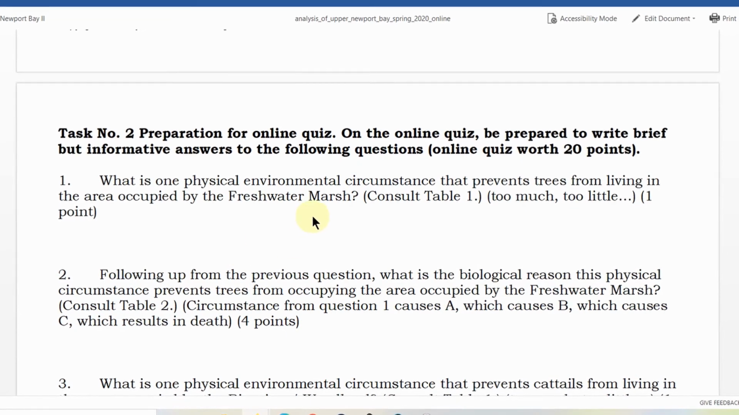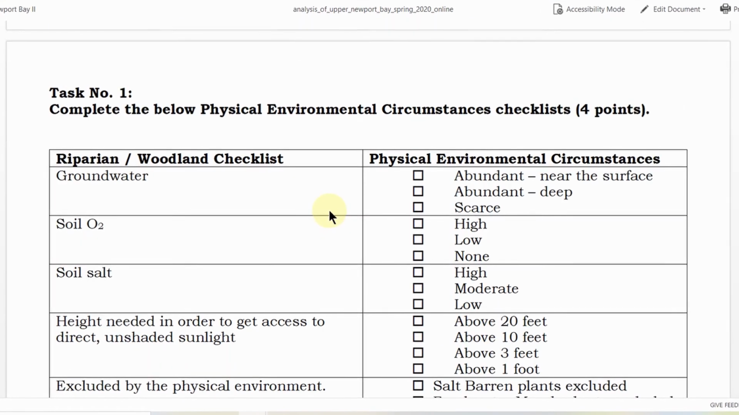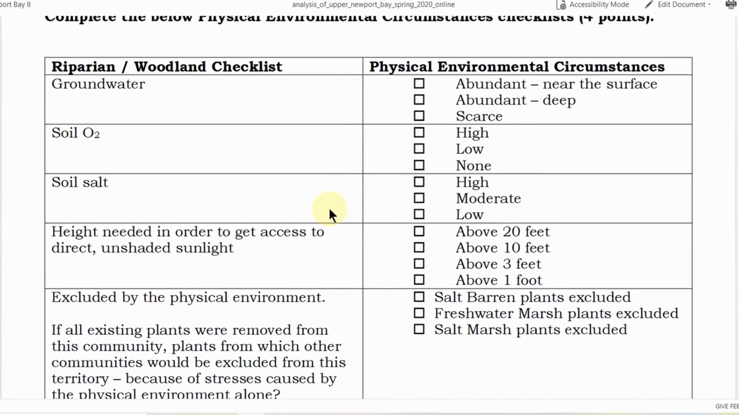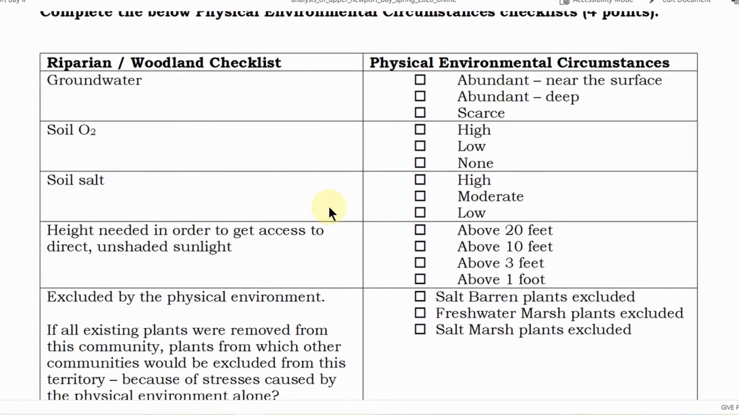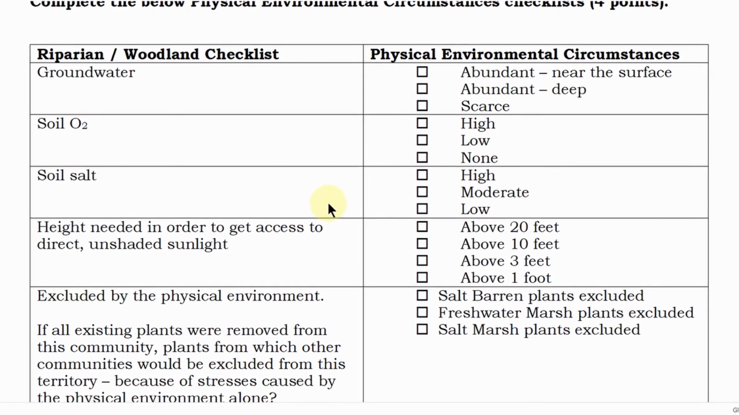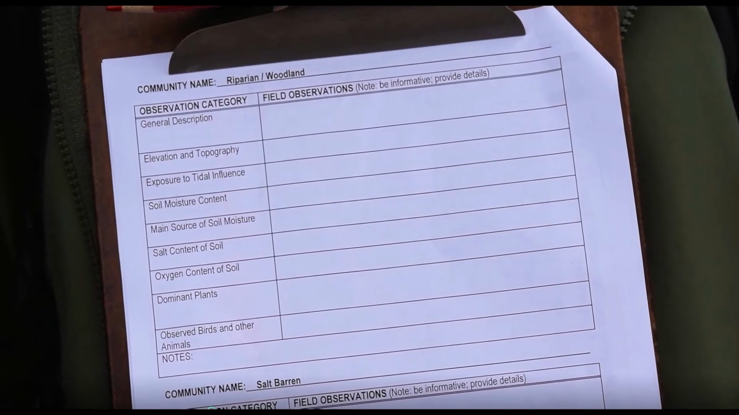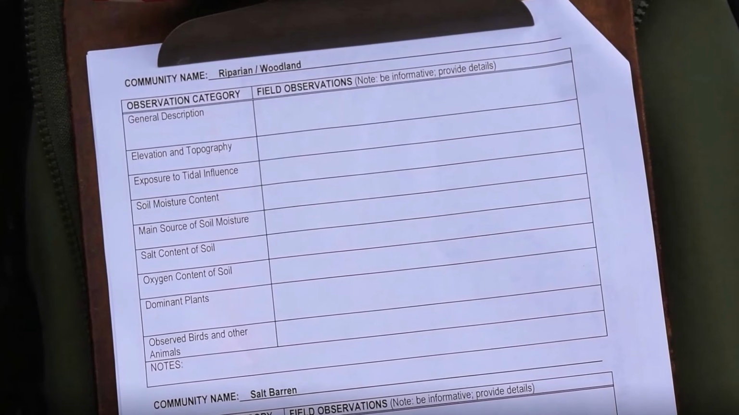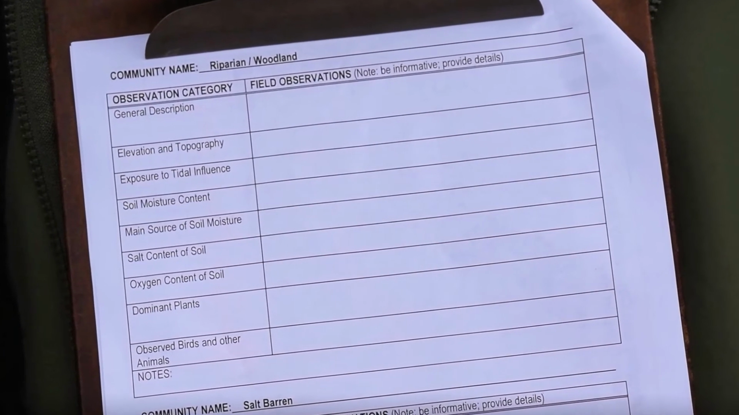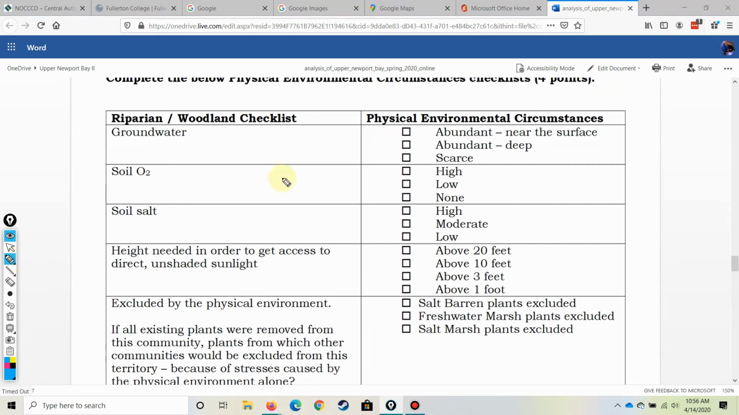So I want to go through this. This seems to be a lot. I want you to again pull out the activity packet for the first visit to Upper Newport Bay. Hopefully you made notes on that, and that can be really helpful for you completing these questions. To help you get organized, I provided a little checklist, and I want to go over this checklist with you.